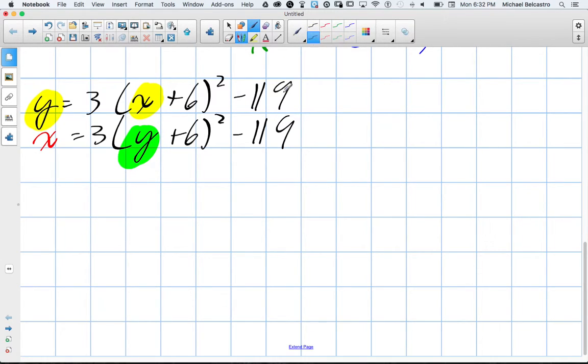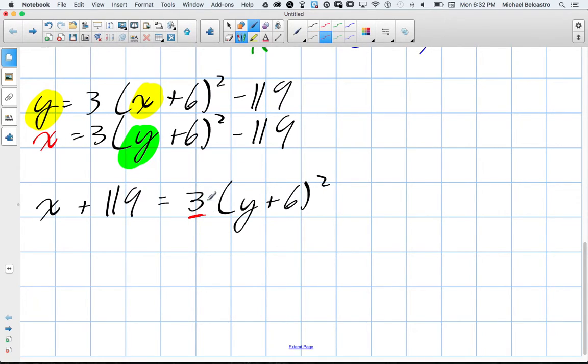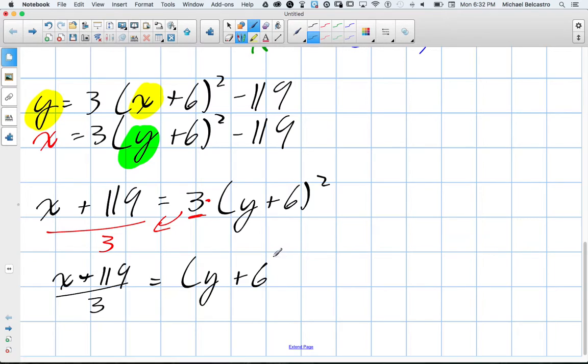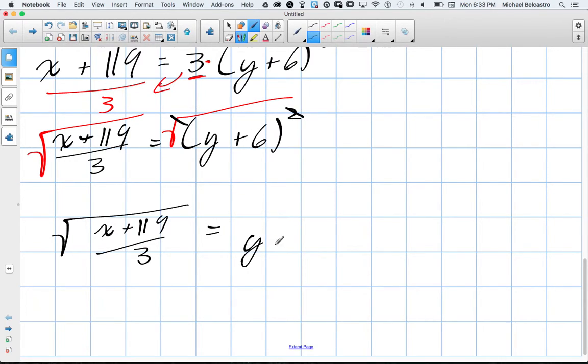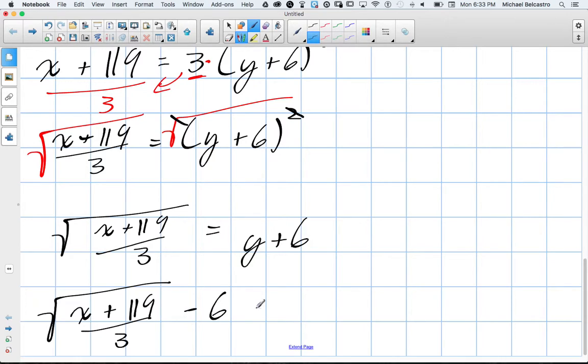So we're going to look for y. I'm going to move 119 to the other side. That becomes x plus 119 is equal to 3(y plus 6) squared. I need to move this 3 to the other side, and because it's multiplication, it would then become division on this side. So we're left with (x plus 119) over 3 is equal to (y plus 6) squared. Now, to get rid of the squared, we find the square root, and whatever we do to one side, we do to the other. So we have the square root of (x plus 119) over 3 is equal to y plus 6, since these essentially cancel out. And then finally, the last step to isolate y, we bring over the positive 6. So our function is the square root of (x plus 119) over 3, minus 6, is equal to y.